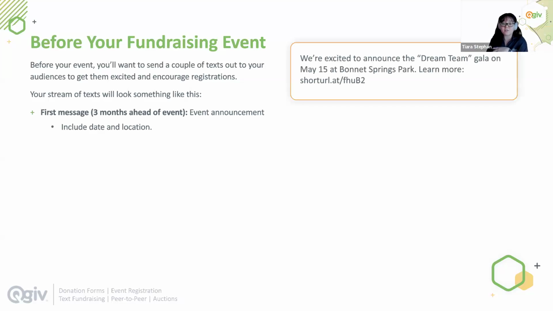So here's an example of that. We have the Dream Team Gala. It's being held on May 15th at Bonnet Springs Park. So date and location, name of the gala, and then an inclusion of a link to the event page.